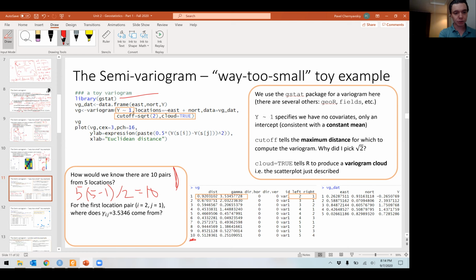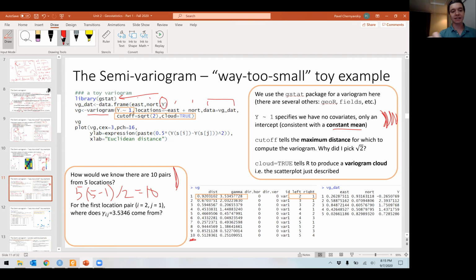Here, this is my fake synthetic data. I have my eastings and northings. I have my synthetic data set. Here is the variogram function that computes the variogram. I have my outcome variable tilde 1. This says that I have no covariates. I just have a constant mean. Locations tell R where the columns with locations are, what are those called? Of course, this is the data set, what the data set is called.